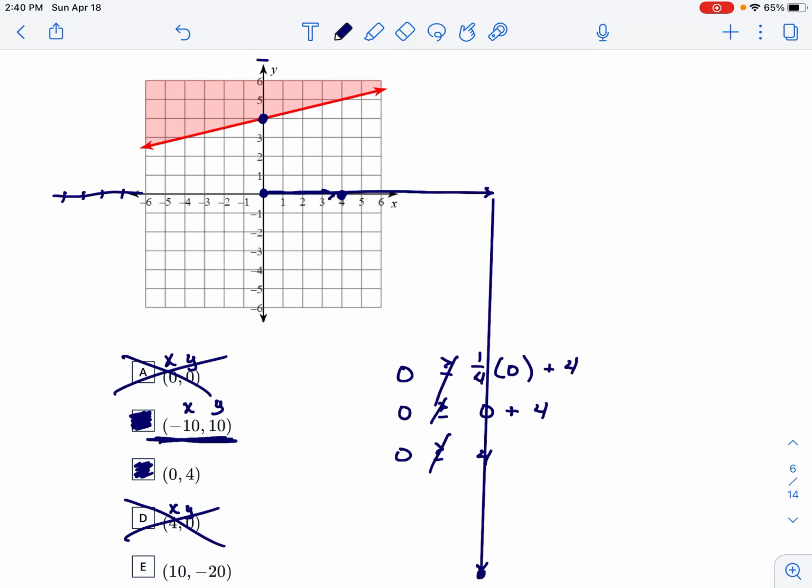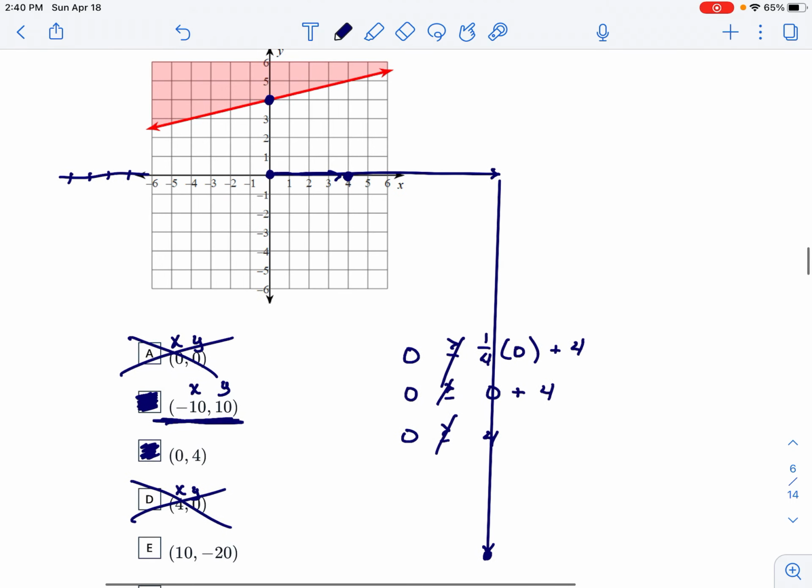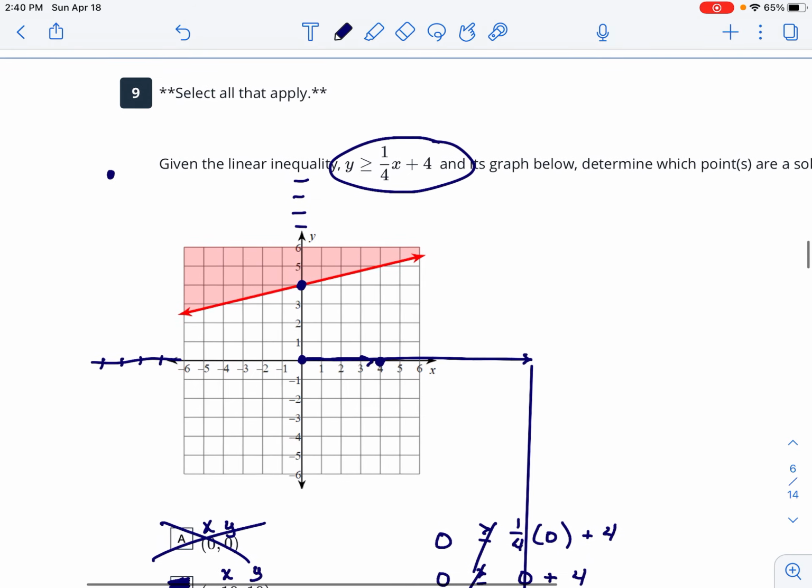You'll be fine. 10, negative 20, not in the solution space. So it should have just been those two answers.